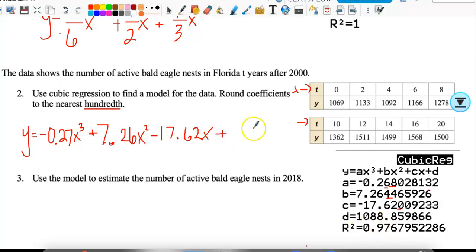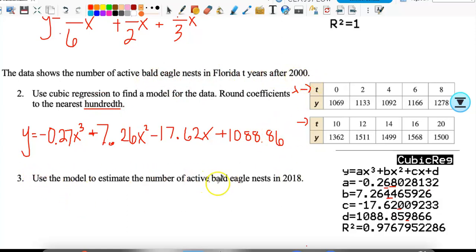Plus your last number, 1088. That 9 will bump that 5 up, so 0.86. And since that is your d value, there is no variable with that. So here is my beautiful cubic equation rounded to the nearest hundredth to represent the number of active bald eagle nests in Florida after the year 2000.